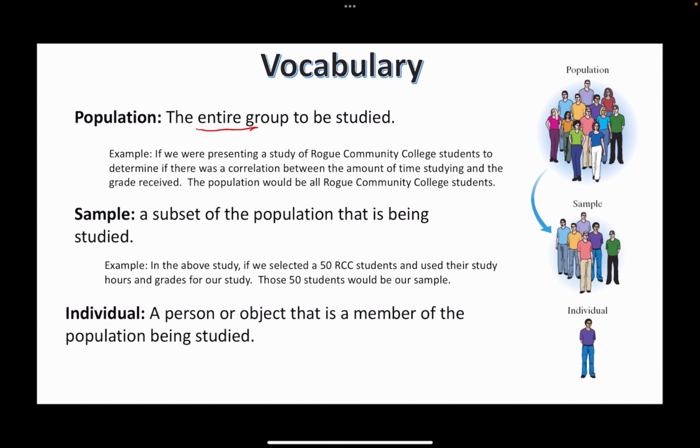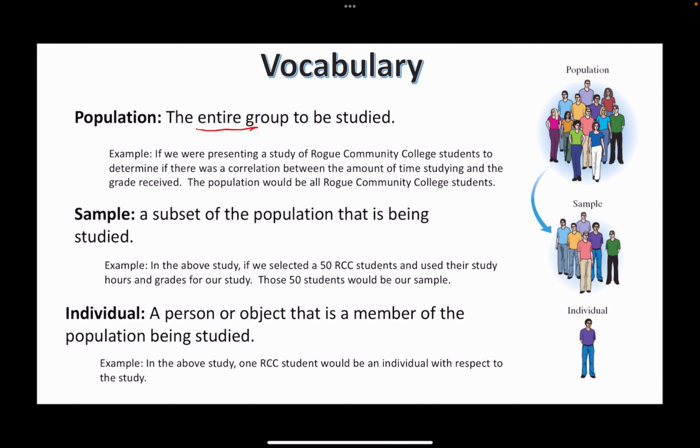Lastly, we have individual. An individual is one of the people or one of the objects that is part of that population. So if our population is the entire student body, it's all RCC students, an individual would be one RCC student.